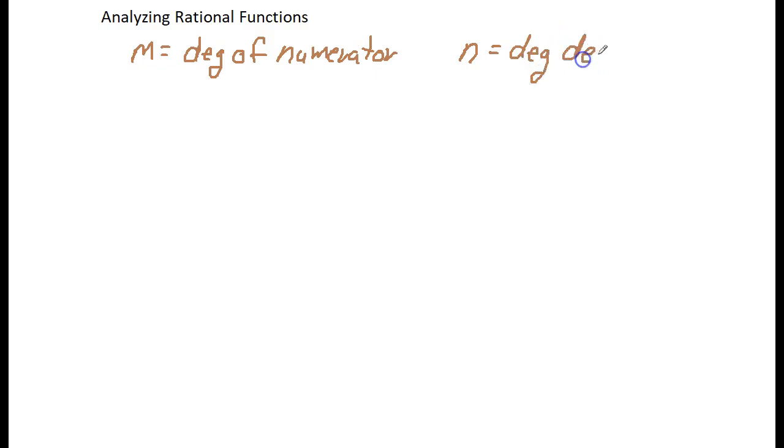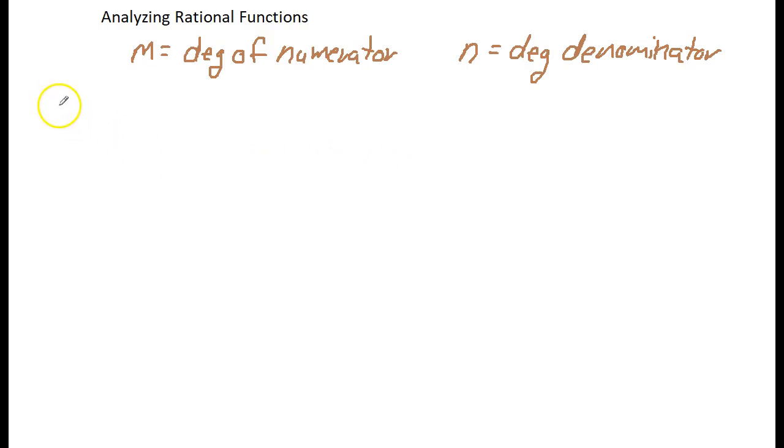Now, if we were to compare, let's say that m equals the degree of the numerator, and n equals the degree of the denominator. All right, what we're going to do is compare.